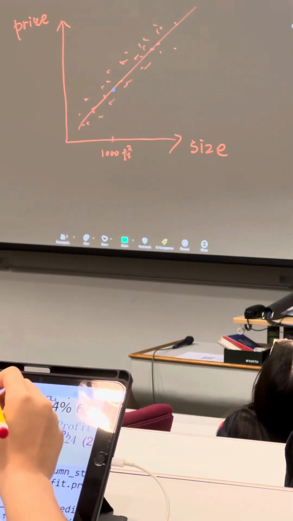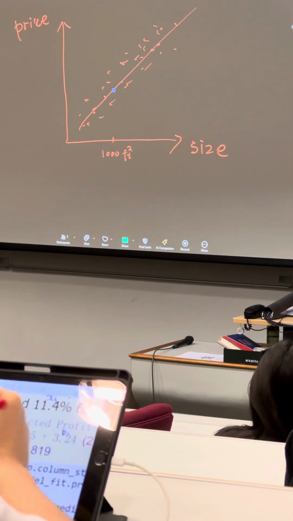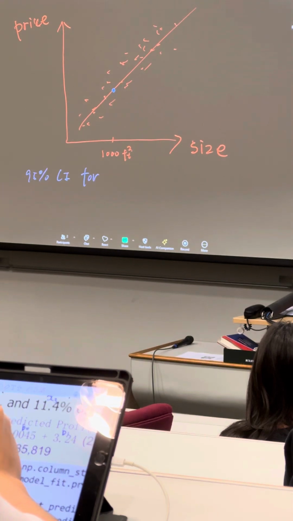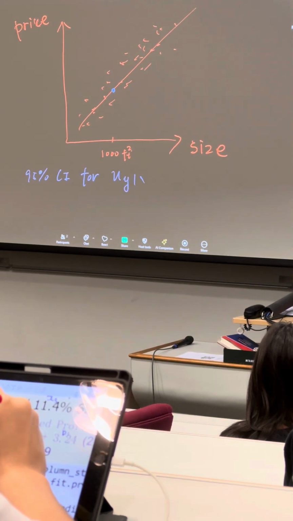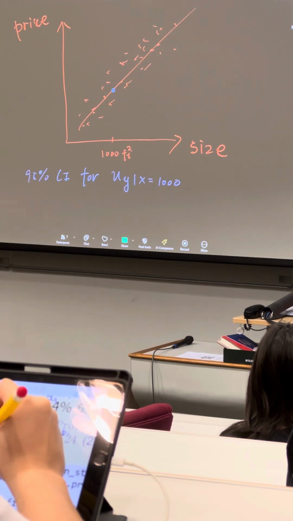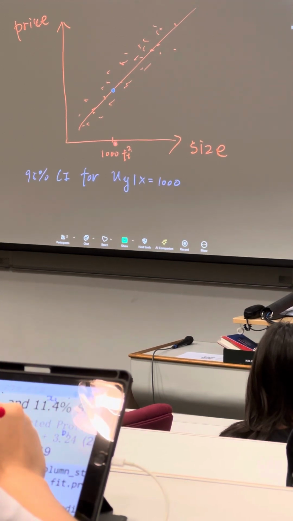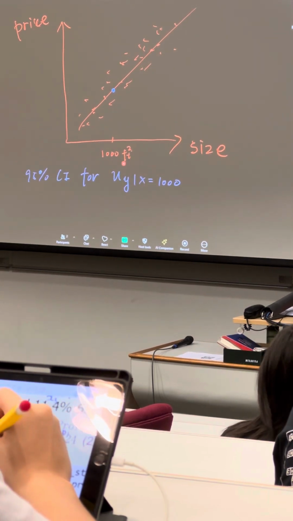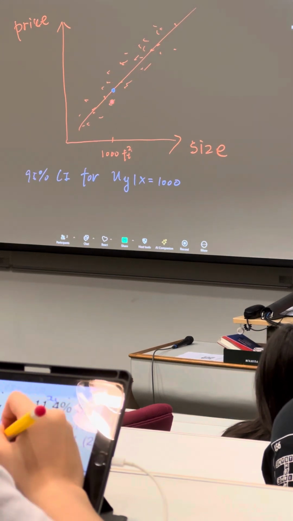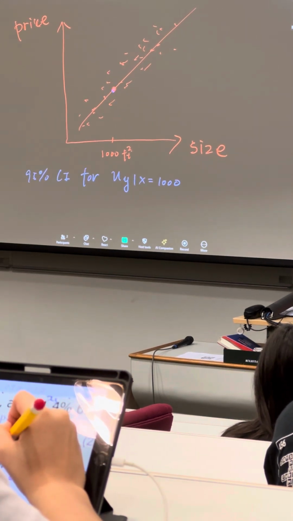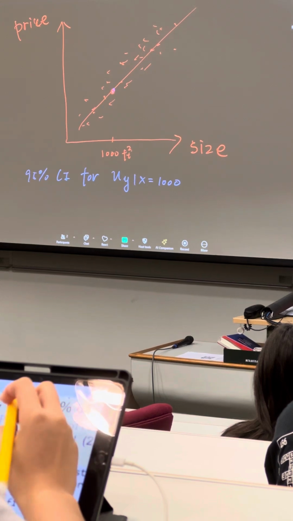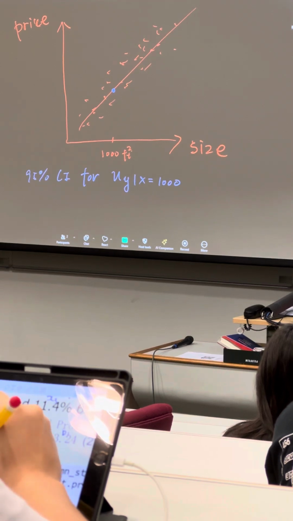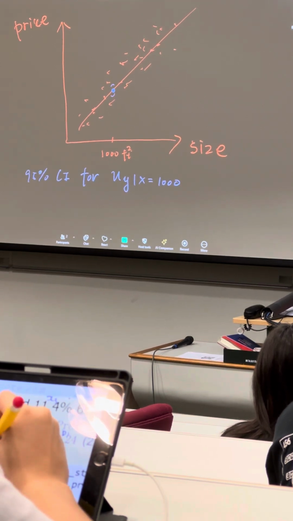To predict this point, we are using the 95% confidence interval for the mean value of y, given x equals 1,000 square feet. What we are predicting is that I'm only looking at houses where the house size is equal to 1,000 square feet. There are lots of houses. I want to know, on average, what is the house price range? Then I'm using a confidence interval, and it will be roughly here.